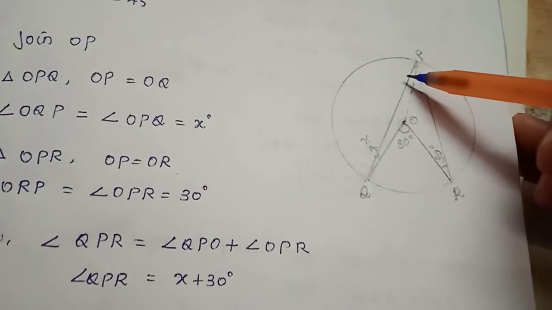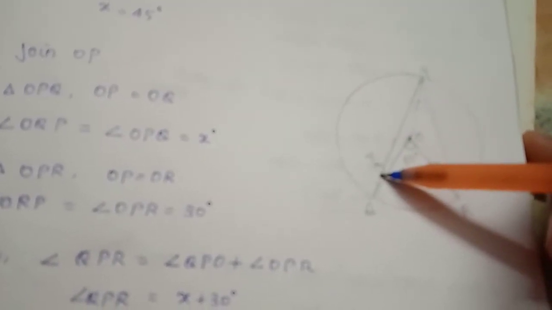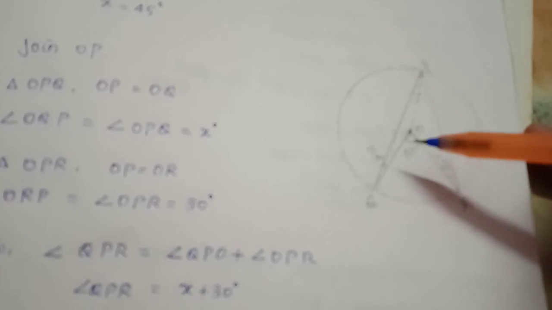So this angle is equal to 10 degrees. If it is 10, then this angle also will be equal to 10 only. Since both are equal to x, we can say that the value of x is equal to 10 degrees.